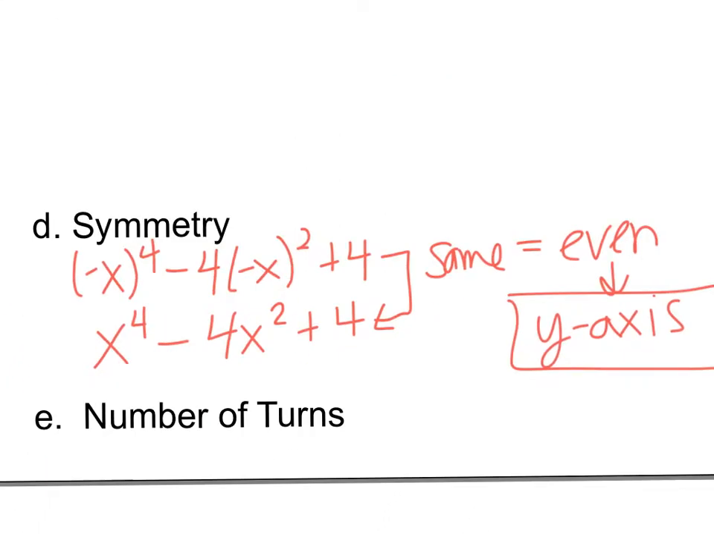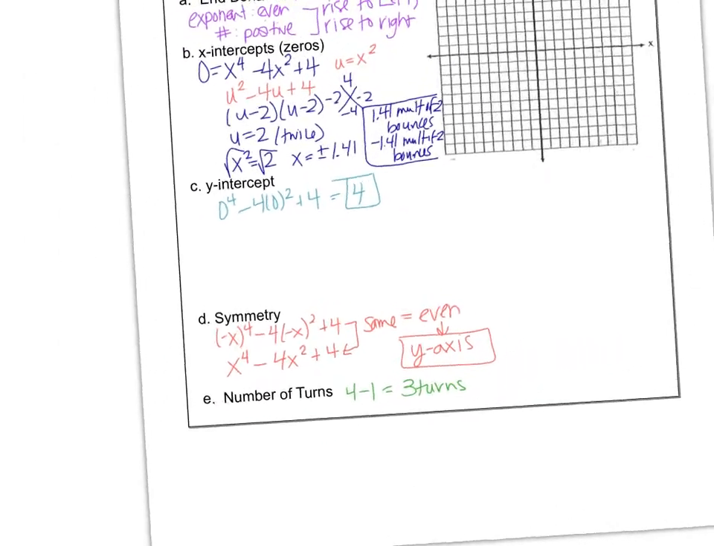And then the last one is the number of turns. We're just taking the highest exponent, which for this one was a 4, minus 1. Max of 3 turns when we go to graph it. So that's how you find everything.